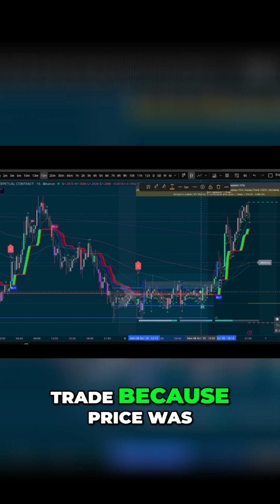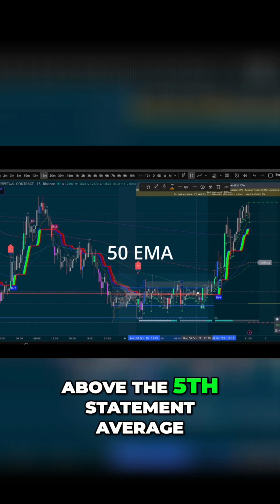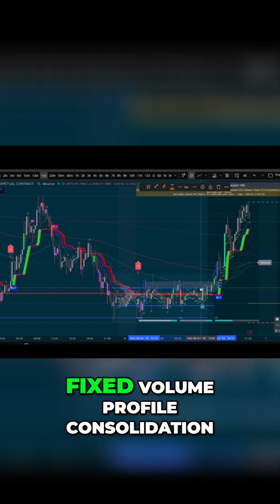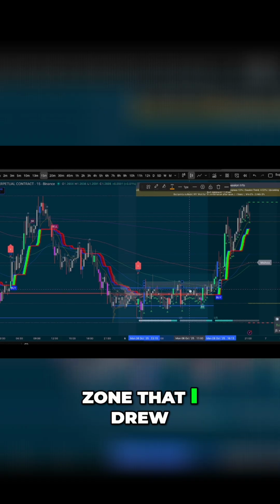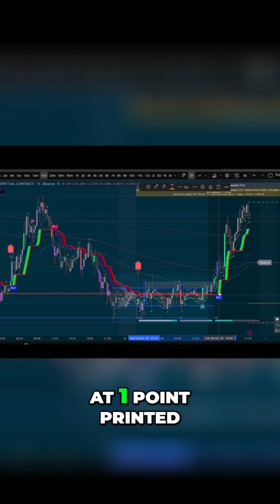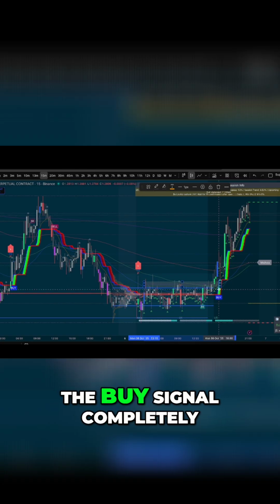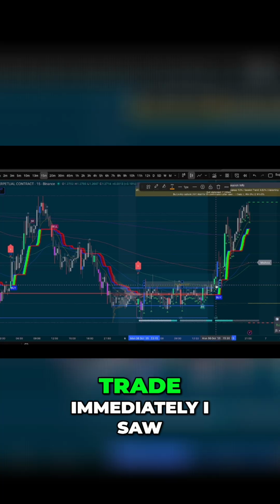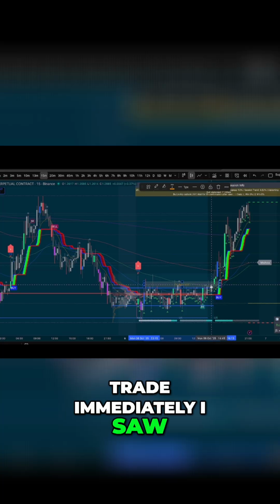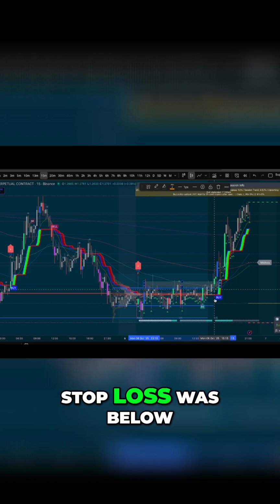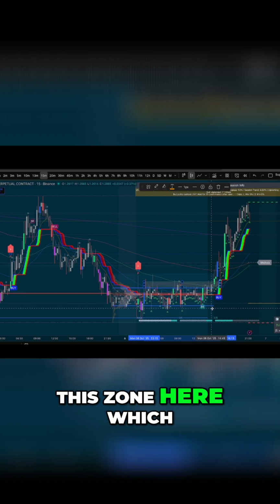Now, why did I take this trade? I took this trade because price was above the 50 moving average. Price broke out above the fixed volume profile consolidation zone that I drew, and the Alpha Trend at one point printed a buy signal. I didn't wait for the Alpha Trend to print the buy signal completely. I got into the trade immediately. I saw this candle close above this zone, and my stop loss was below this zone here, which is the value area low.